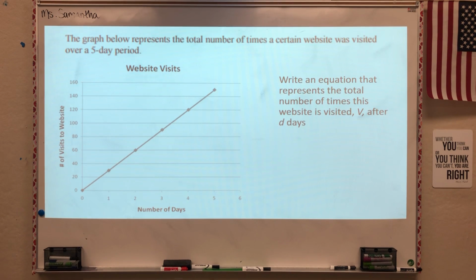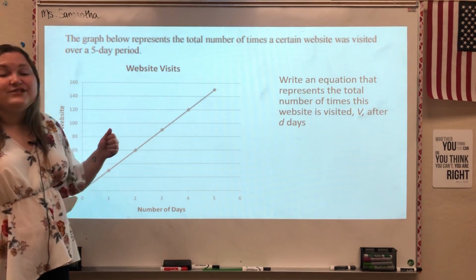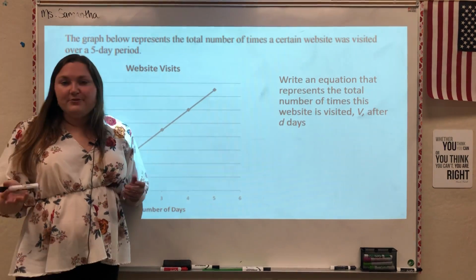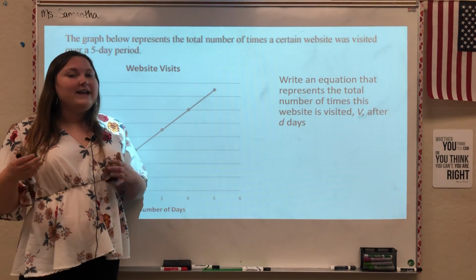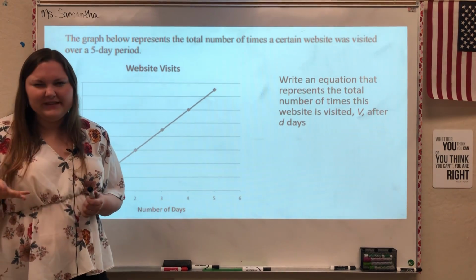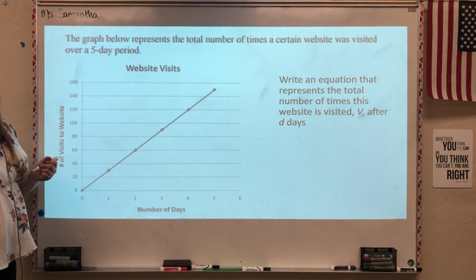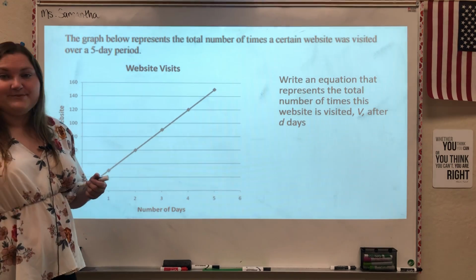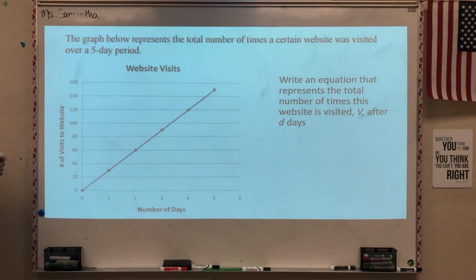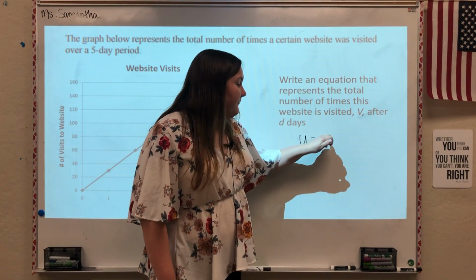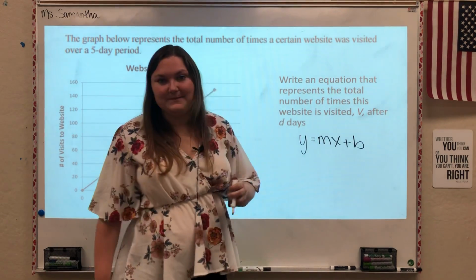The second part says, write an equation that represents the total number of times this website is visited V after D days. Now again, we've written equations from graphs before. We just haven't written equations from graphs that look like this. But in general, when we've written equations from graphs, what linear equation form would we use? What formula did we use? Well, on a graph, there are 2 things that are easy to find. You can find the slope, which we already did, and the other thing we usually looked for was that y-intercept. The formula we're going to use is slope-intercept form, or y equals mx plus b.